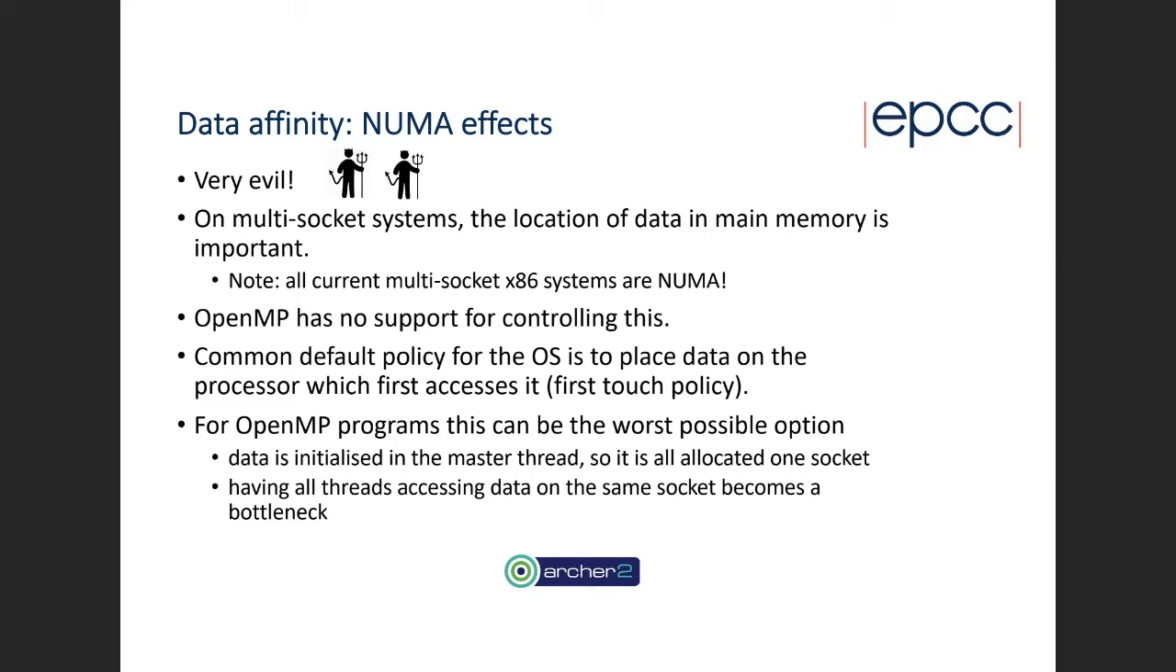Okay, so far I've really just talked about cache effects. We also have to think about NUMA effects as well. So this is, if you like, doubly evil. On multi-socket systems, and systems like the AMD Rome that has multiple NUMA regions on a chip, the location of data in main memory is also important. And OpenMP has no direct support for controlling this. There are no features in OpenMP that allow you to control the placement of data in main memory.